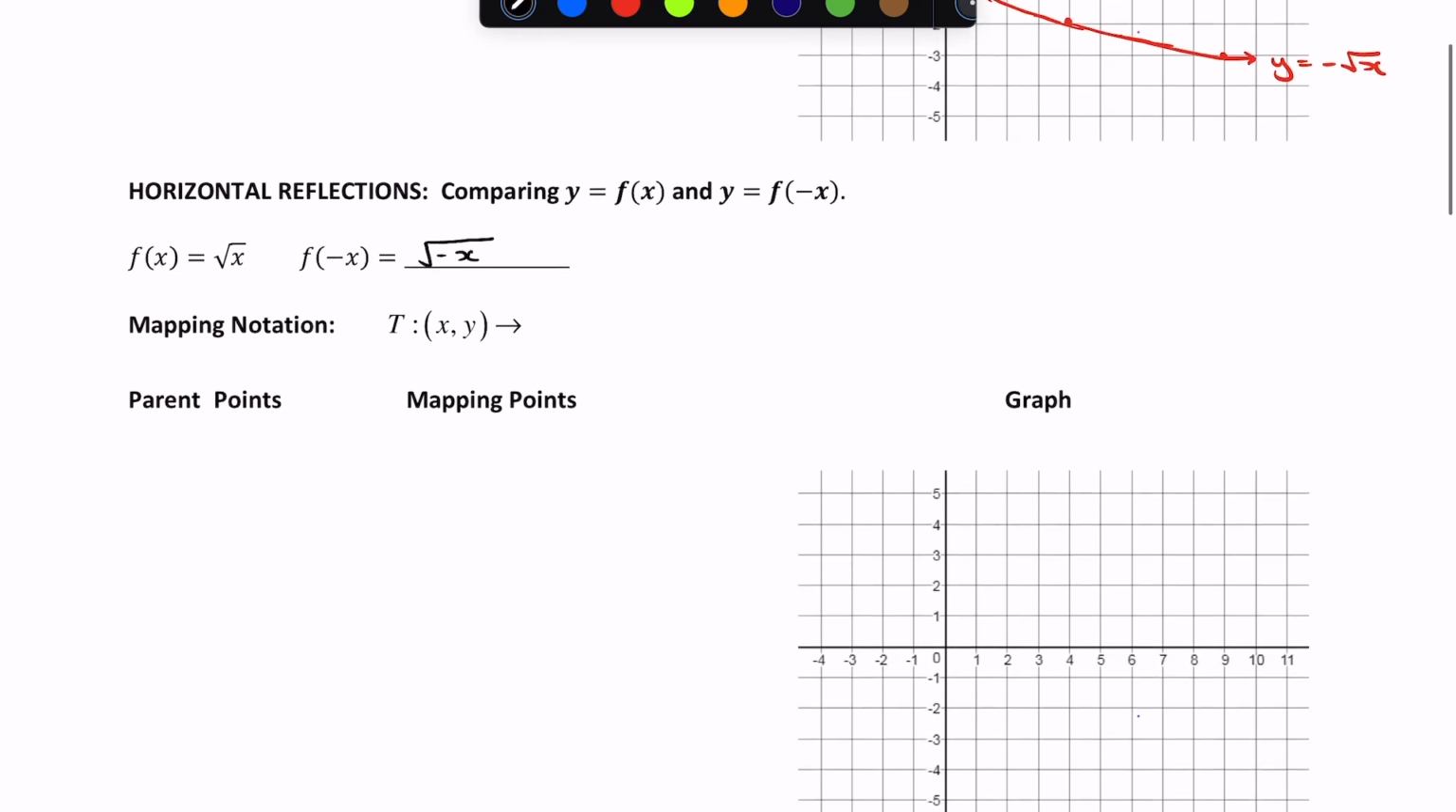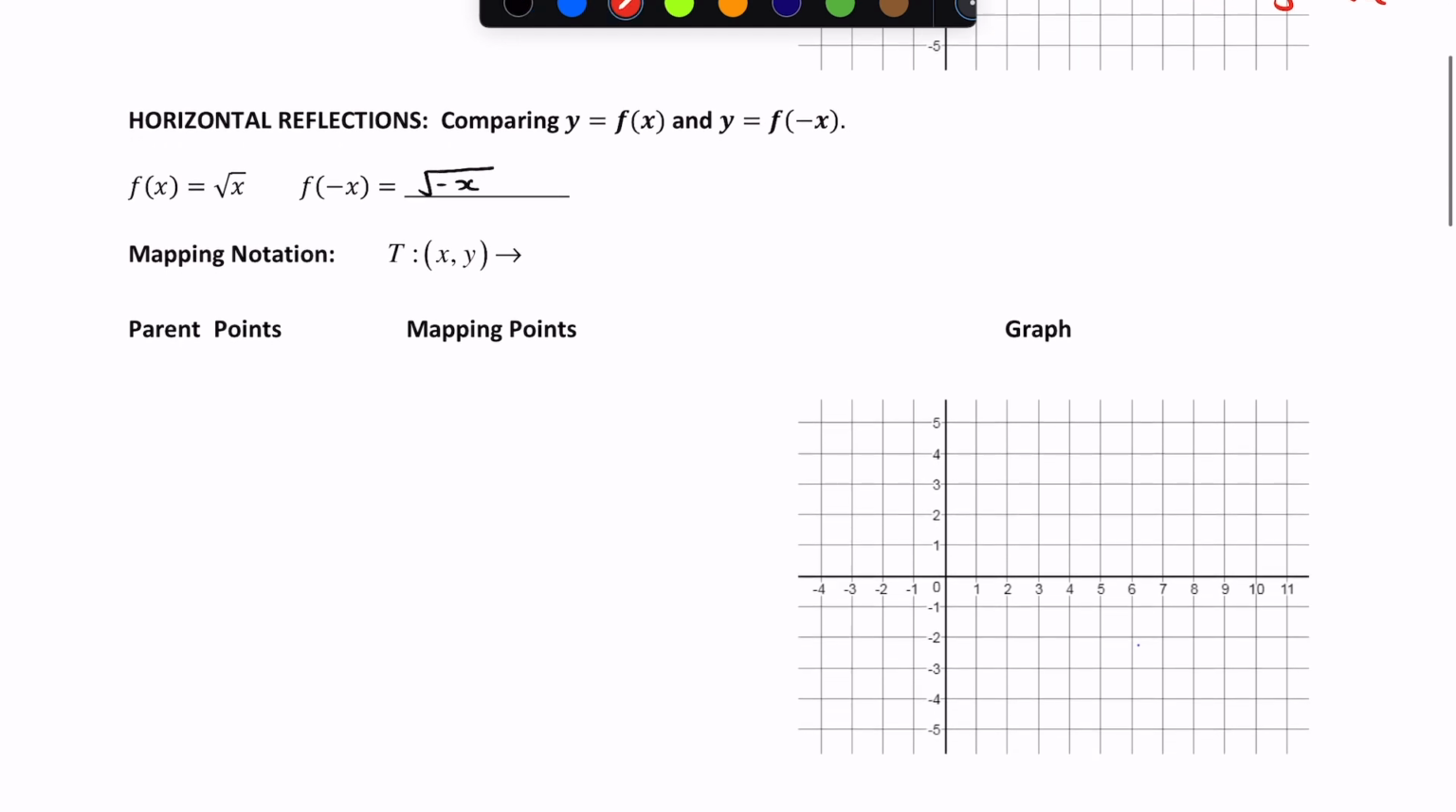So when we look at the mapping notation, again, we start with our x, y values. This time our x values are the ones that are multiplied by negative 1, and our y values will stay the same. When we look at our parent function, 0, 1, 4, 9 are the x values, and our y values are 0, 1, 2, and 3, same as previously.